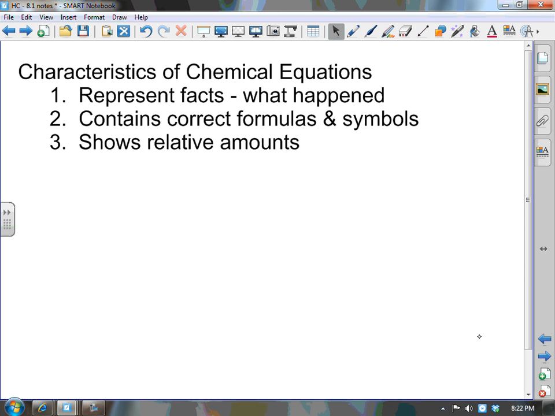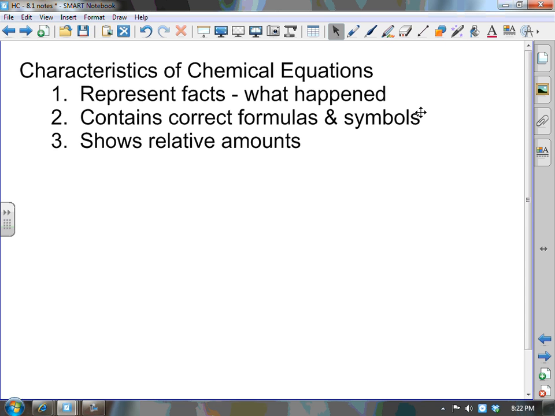Now, when we're starting to write these chemical equations and these chemical reactions, there are three things that we need to make sure we have in these chemical equations. Otherwise, it's going to really mess us up down the road. Number 1, obviously it's got to represent the facts. Somehow, some way, this equation has to tell us exactly what happened and what was involved. Number 2, we've got to have correct formulas and symbols. If we can't write the correct formulas and can't have the correct symbols, then we're done for.